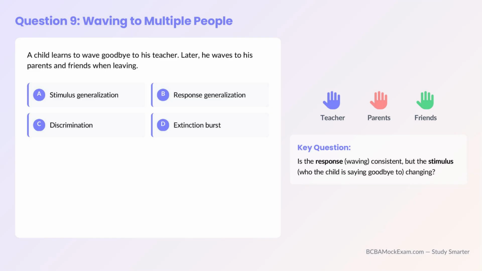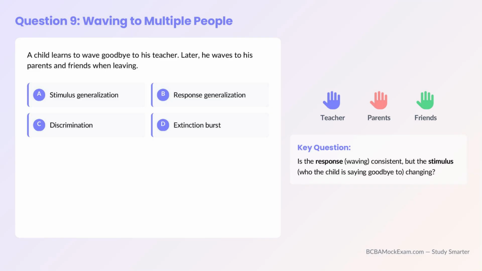A child learns to wave goodbye to his teacher. Later, he waves to his parents and friends when leaving. What is this? A. Response generalization. B. Stimulus generalization. C. Discrimination. D. Extinction burst. Same action, new people.